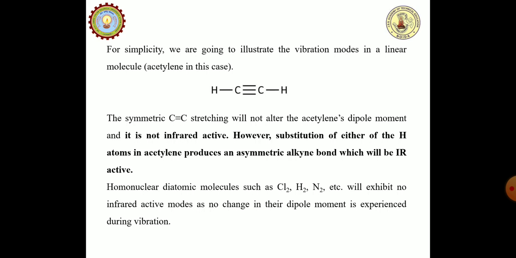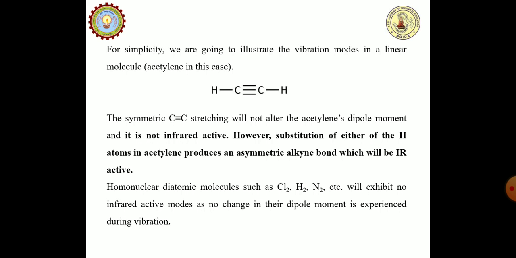However, substitution of either of the H atoms in acetylene produces an asymmetric alkyne bond, which will be IR active. The CH asymmetric stretching of the alkyne has some dipole moment, so this CH stretching will absorb infrared radiation.